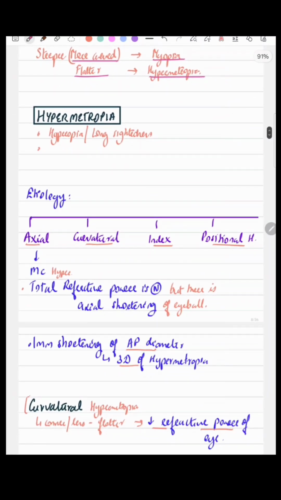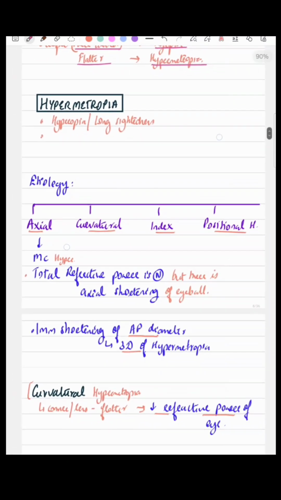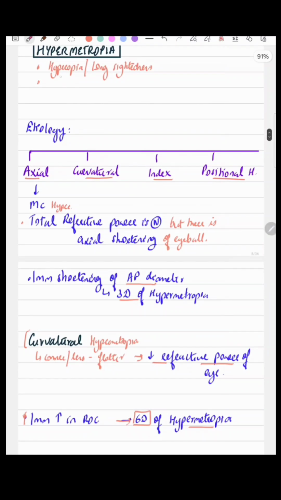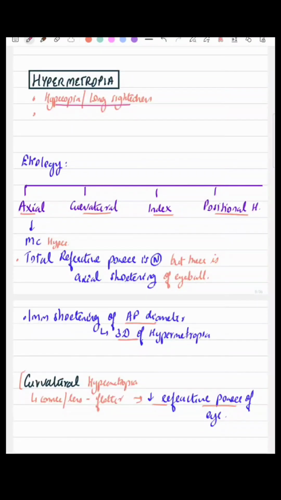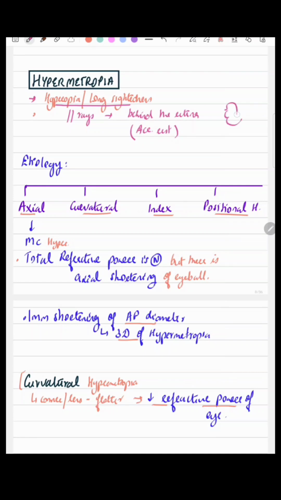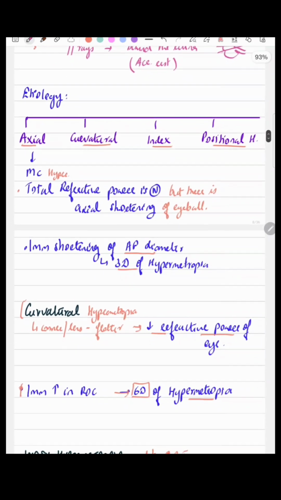Next, coming to hypermetropia. Hypermetropia, also known as hyperopia or long-sightedness, is when the parallel rays coming from infinity are focused behind the retina when accommodation is at rest.